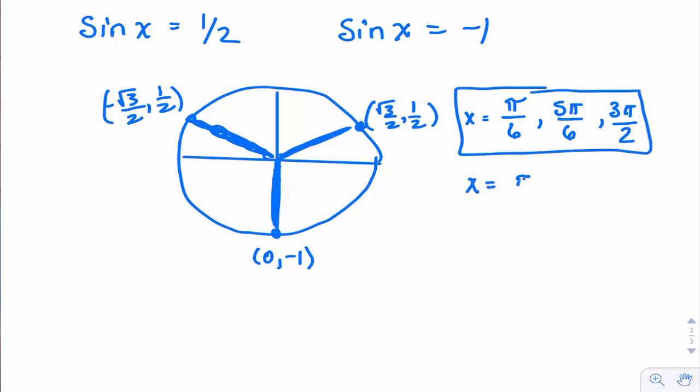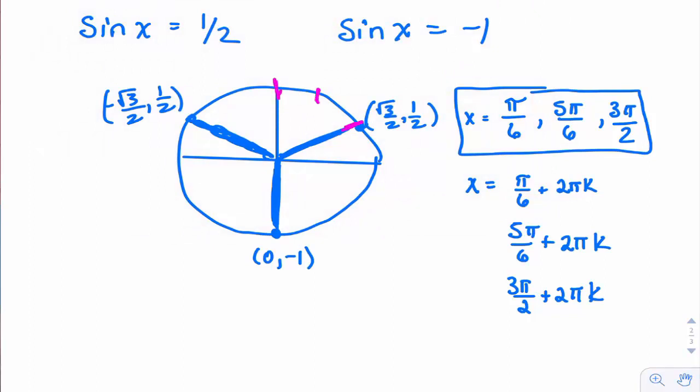Also note, you can go pi over 6 plus 2 pi k if you want to list all answers, 5 pi over 6 plus 2 pi k, and 3 pi over 2 plus 2 pi k. But because there's a pattern here, there's another potential way that you can draw this. So I want to kind of throw that out at you real quick. So you got pi over 6, 2 pi over 6, 3 pi over 6, 4 pi over 6, 5 pi over 6, 6 pi over 6, 7, 8, 9 pi over 6. So if I am trying to count by this, 3 pi over 2 is actually 9 pi over 6.